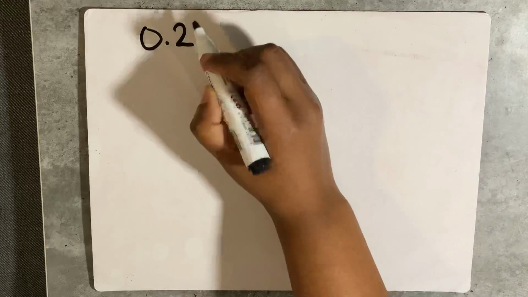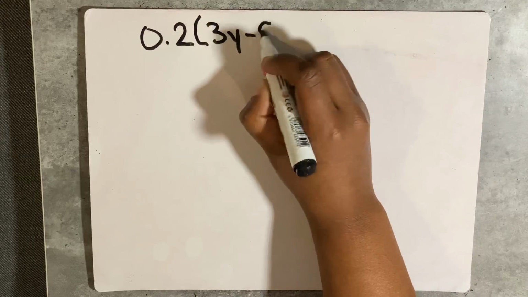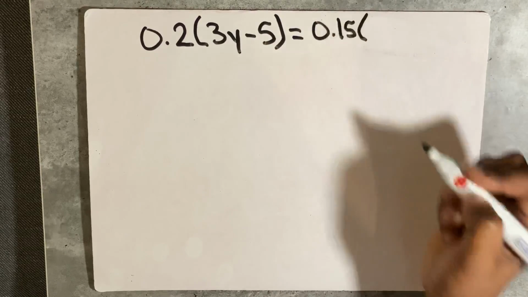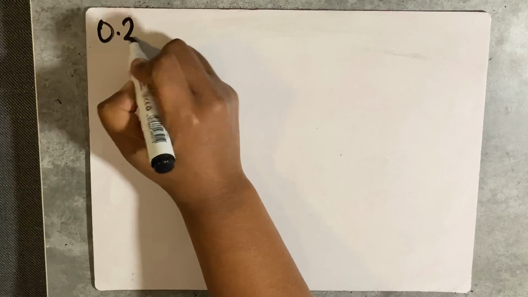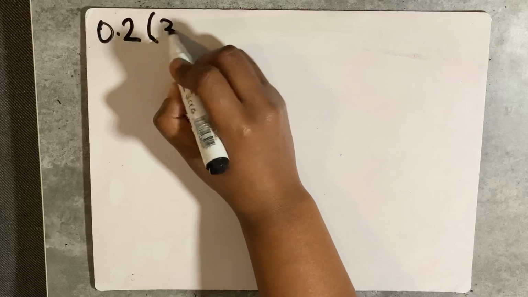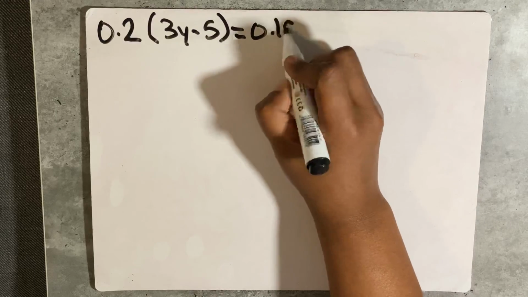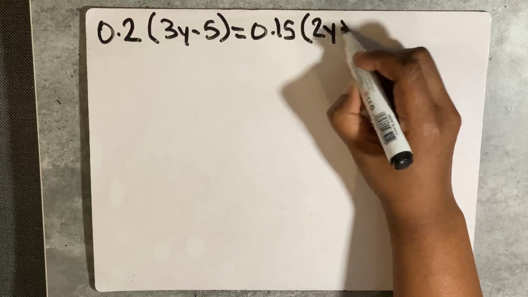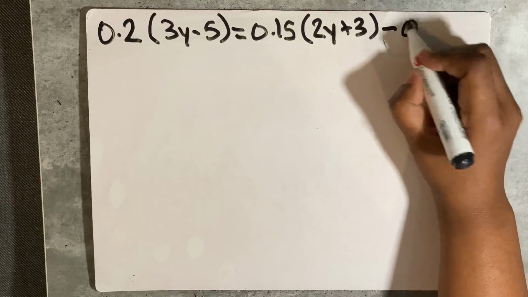So our next example is going to be on decimals. I'm going to say 2 tenths times the quantity of 3y minus 5 is equal to 15 hundredths times the quantity of 2y plus 3, minus 85 hundredths. I'm writing too big, I just realized that that's going to run off.